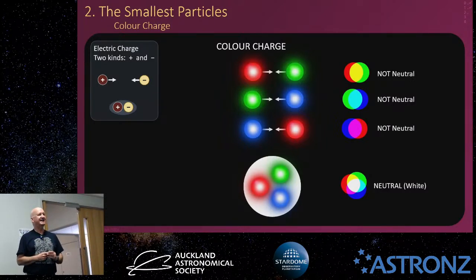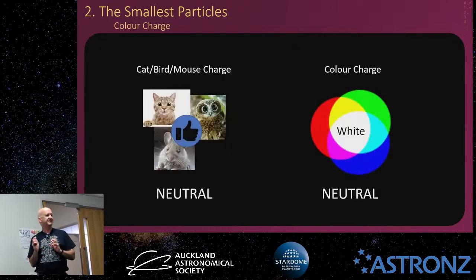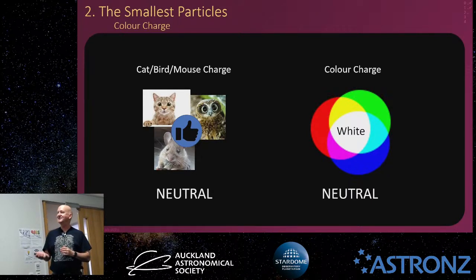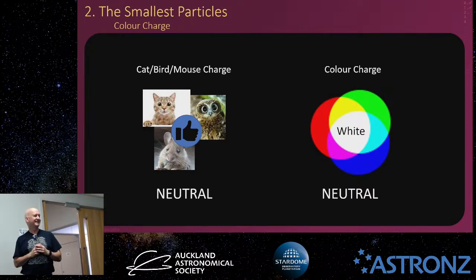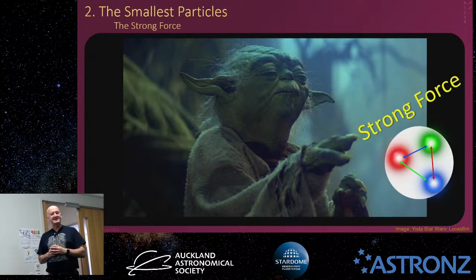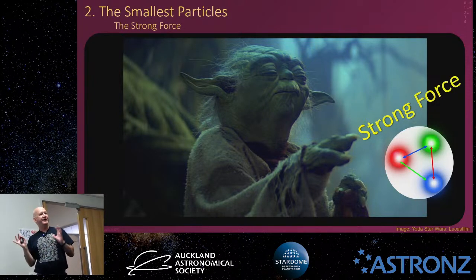So that's why colour is such a good analogy when we've got three types of charges that we want to have together to make a neutral unit. And like I said before, we could have cat, bird and mouse and just define that as neutral, but the colours are just much easier to remember and to think about. And it's the swapping of these colours that gives us the strong force and holds the quarks together in the neutron or the proton.